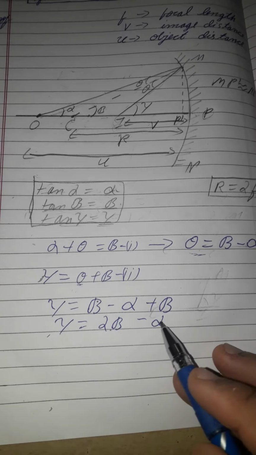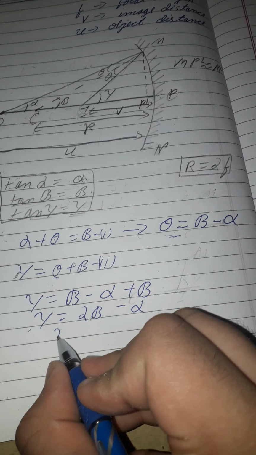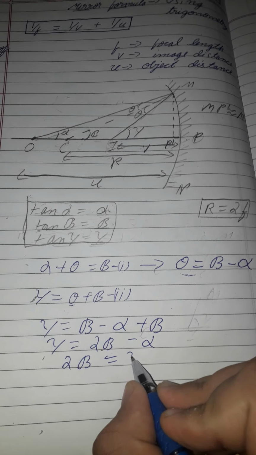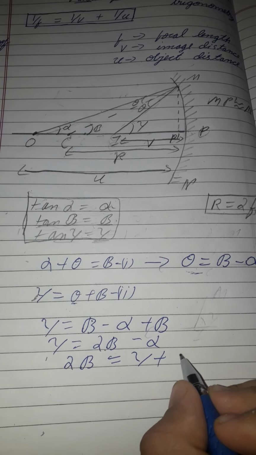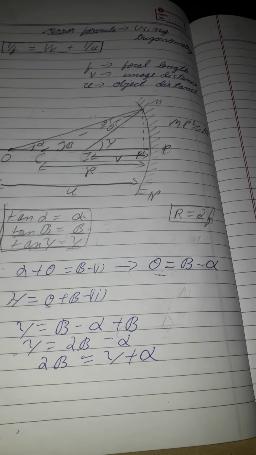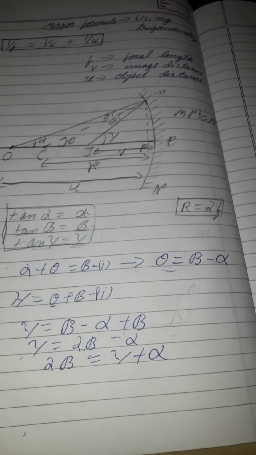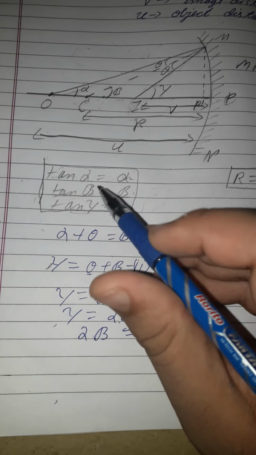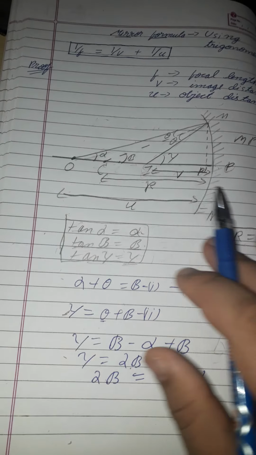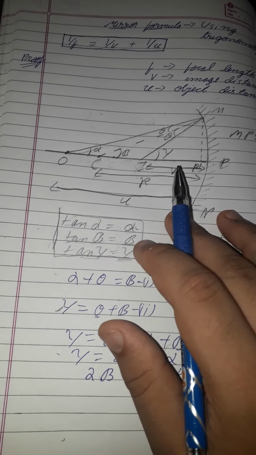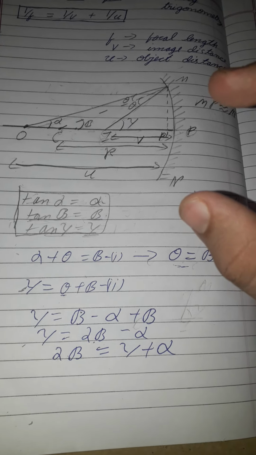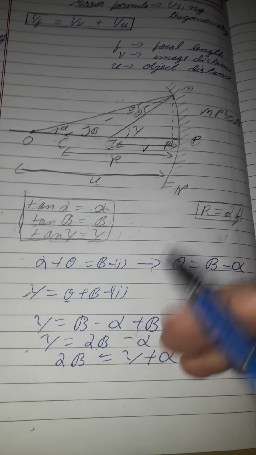So from here we can conclude that 2 beta is equal to gamma plus alpha. Can we say that? Yes, sending this one this side. So 2 beta is equal to gamma plus alpha. What we have assumed here is that the angles are very small and the aperture is very small, and the radius of curvature is very large compared to the aperture. So obviously it means we have taken a very small part of the whole big sphere, right?